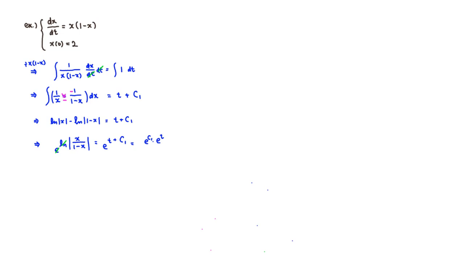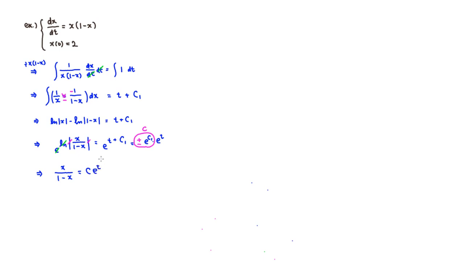Also, I would like to get rid of the absolute value sign. By removing the absolute value sign, we have to consider a positive version and a negative version. But here there's a big constant, so instead of using a complicated expression, I'm going to call this whole thing just c. So what you get is x over 1 − x is equal to c e to the t.